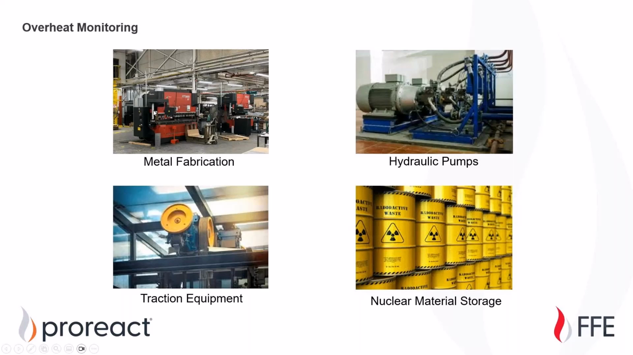This is a project that we did in the Chicago area, and you can see the metal fabricating equipment in which the insurance company was requiring additional detection closer to these machines. So our programmable linear heat detection was selected for this application, which we'll talk about here in a couple of minutes, which is overheat monitoring or temperature monitoring of these various different pieces of equipment or materials. So you got hydraulic pump skids, elevator traction equipment, as well as hazardous waste, nuclear wastes, things like that.